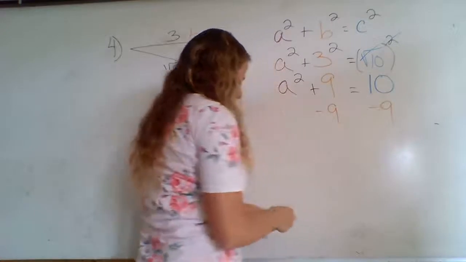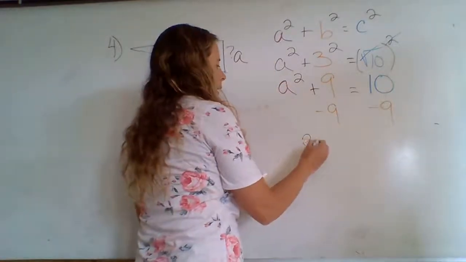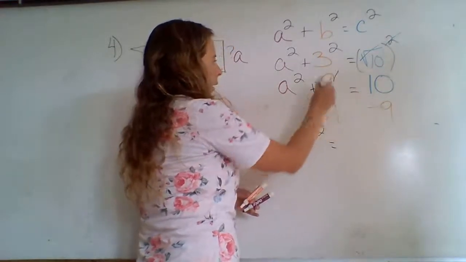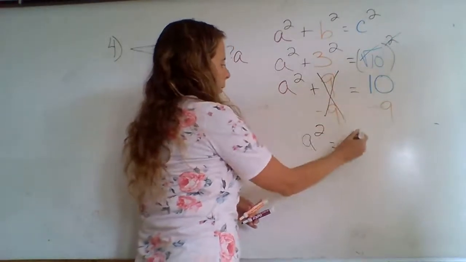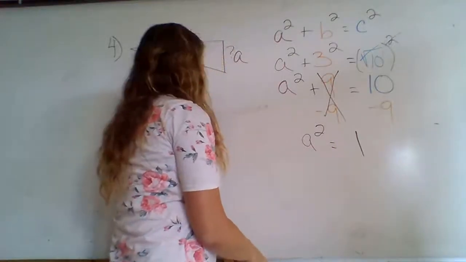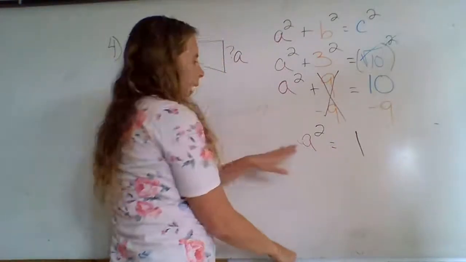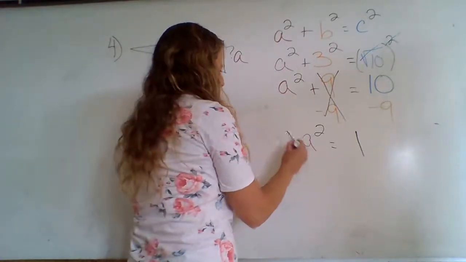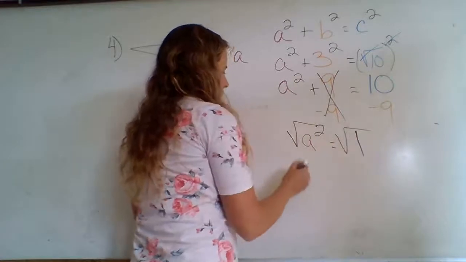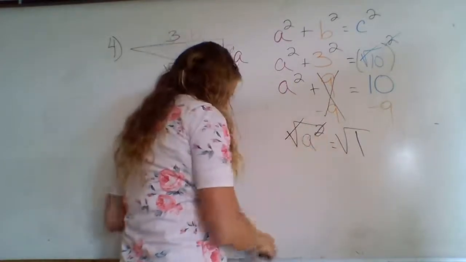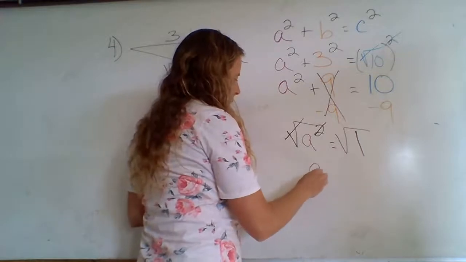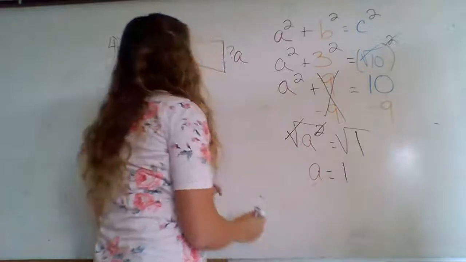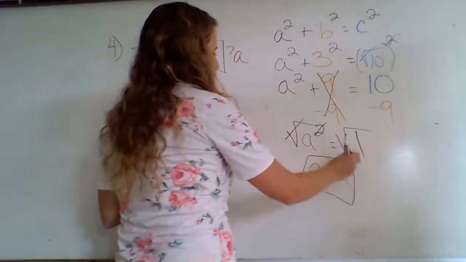Okay, I'm going to stop color coding as soon as I write this. So A squared equals, this is gone. So you have 10 minus 9, which is 1. So A squared equals 1. That's all well and good. I need to know what A is. So we take the square root of both sides. These cancel, so you're left with A equals the square root of 1. So that would be your answer for number 4.